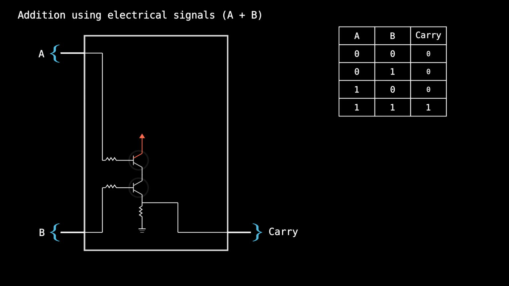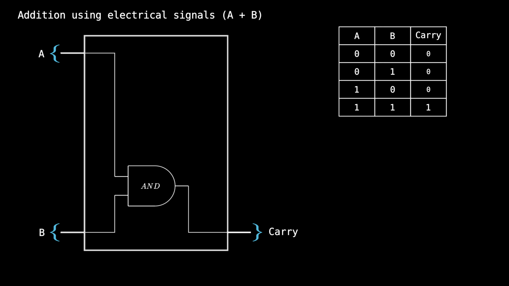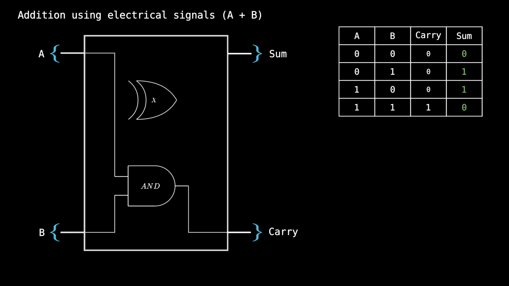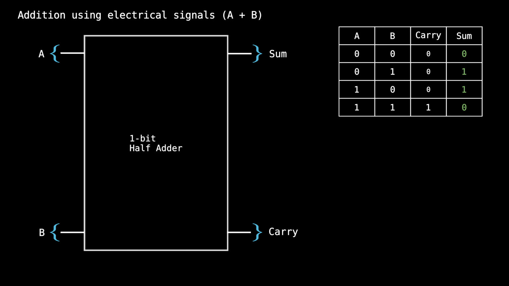Now, the circuit that we just built to produce the carry bit is so commonly used that it has a name and a symbol. It's called an AND gate because the carry bit is 1 only when A and B are both 1. Now that we've built the circuit for the carry bit, we can build a similar circuit for the sum bit. I'll spare you the details, but the sum bit can be produced using a similar circuit that uses a different arrangement of transistors, and this circuit is called an XOR gate. So now we have built a circuit that can add two 1-bit numbers. What we've built now is called a 1-bit half adder.